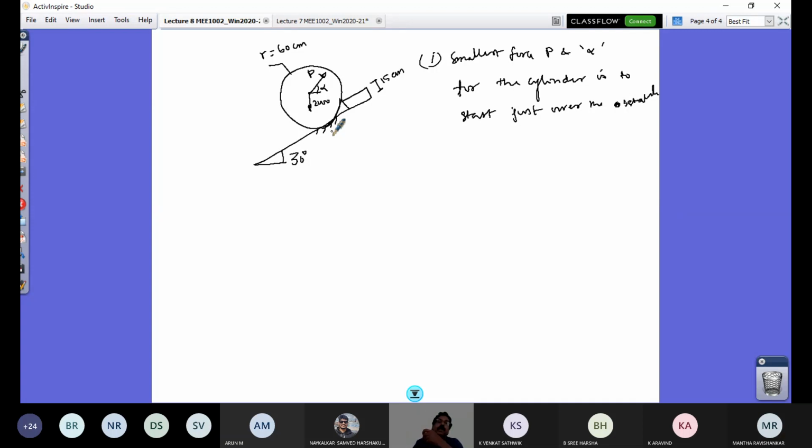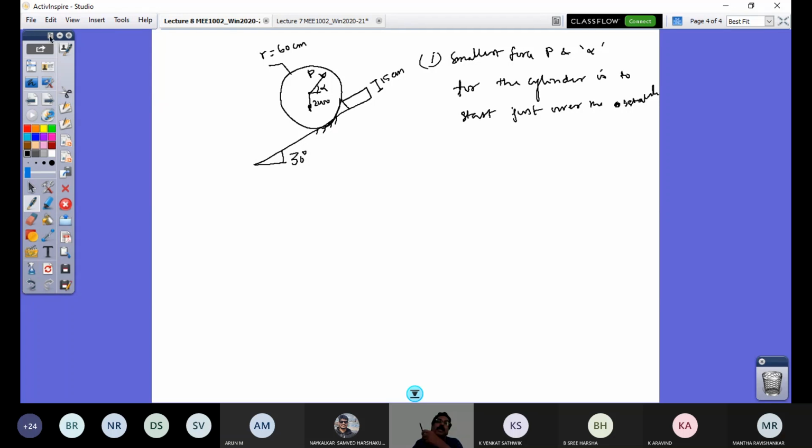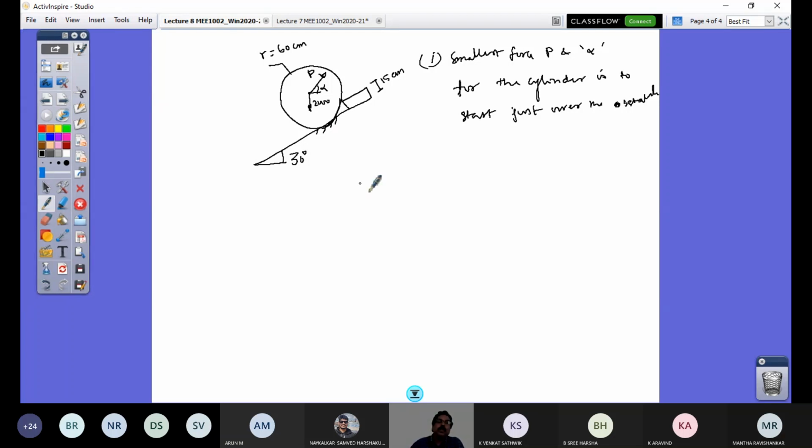So what does that require? The direction of the reaction at this edge. For the given state, we are not looking at motion, it is just to start. The words just to start over mean it is in the static condition only. Now this point is point A and this point is point B. So for this condition RA is 0, whereas you have RB. What is the direction of RB?